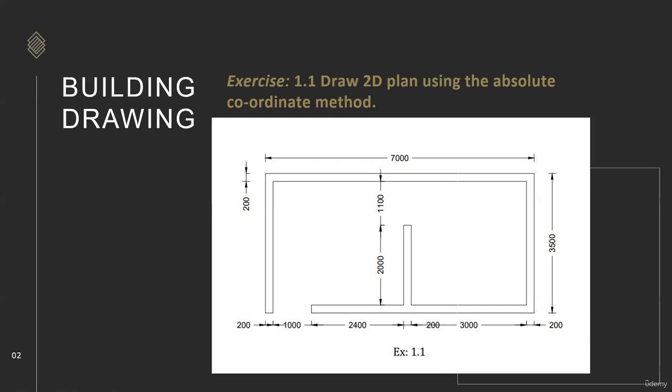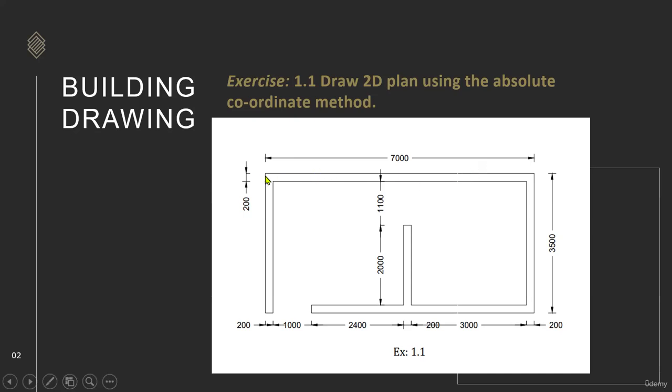So always remember, before starting any plan, we need to calculate the outer dimensions of the plan. In our plan, the outer dimension is already calculated. In some cases, the outer dimensions will not be given, only the line diagrams will be given. In those cases, we need to calculate the outer dimensions first. That is the first step of doing the planning.